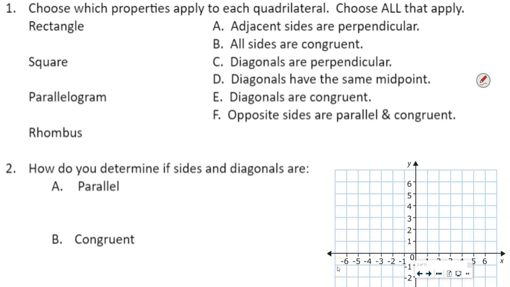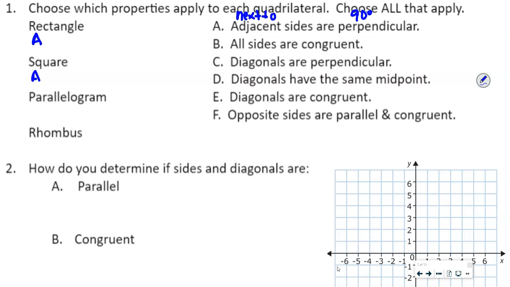Adjacent sides are perpendicular. So adjacent means next to. So I'm going to write that right here. That means next to. Right next to, right? And then perpendicular means there's 90-degree angles, okay? So is that true of a rectangle? You know what, let's just go down through these. It's true of a rectangle and a square, right? Okay, so we're going to mark that.